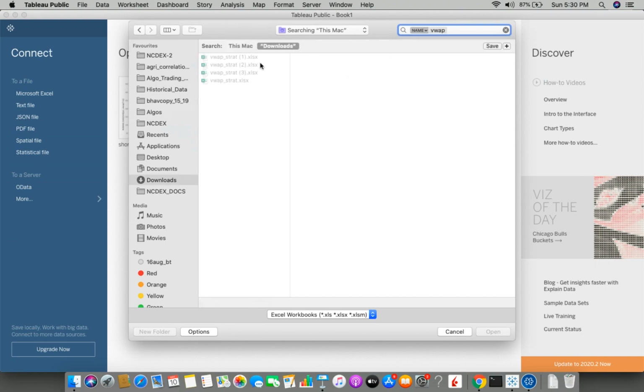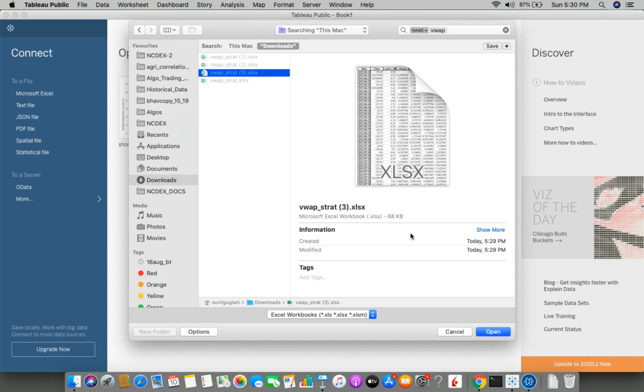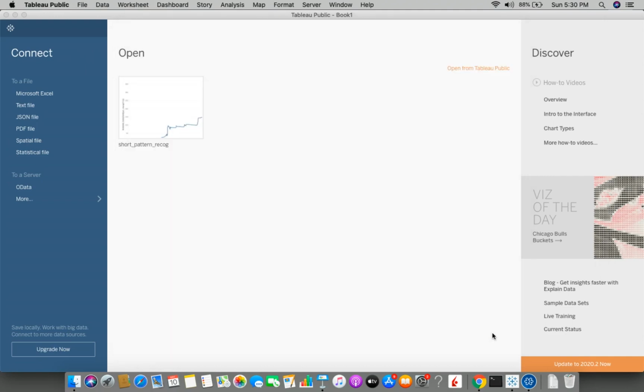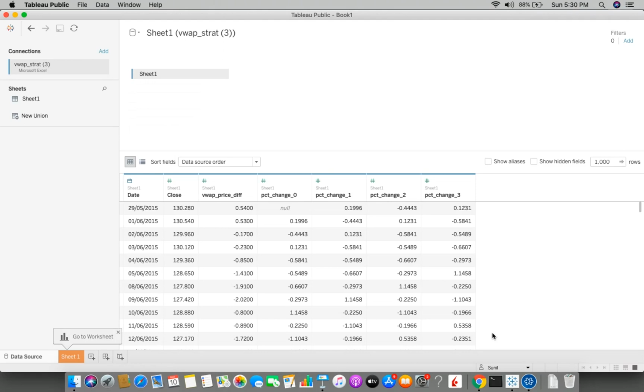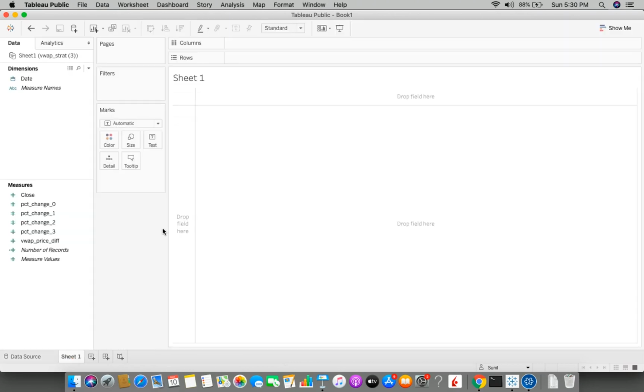So I uploaded that file which got stored here. See, it has all those columns which I just created. It has date, close, VWAP price difference, price change 0, 1, 2, 3. I will click on next. So here these are the columns which we have. I just have to drag and drop. Believe me, it's very simple, much simpler than Excel once you start using it, and it's totally free.